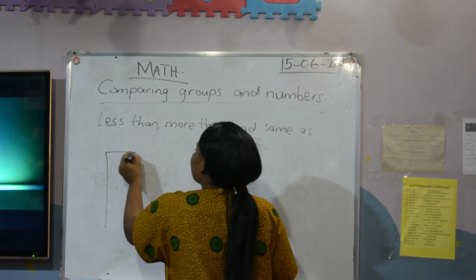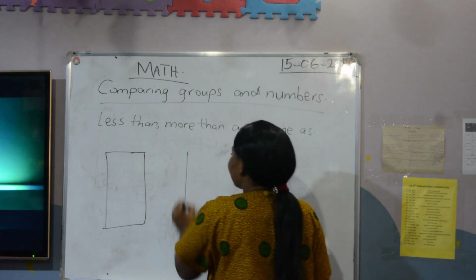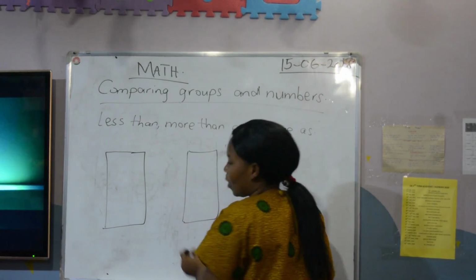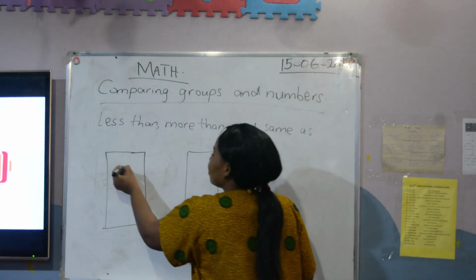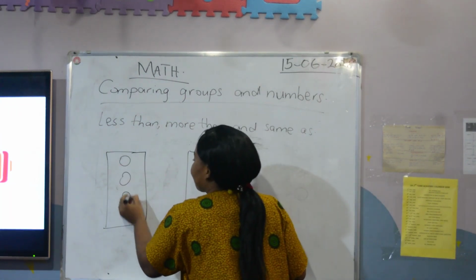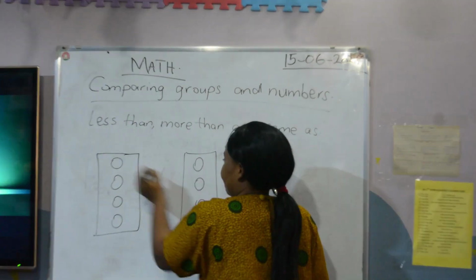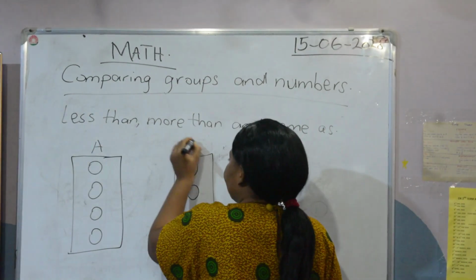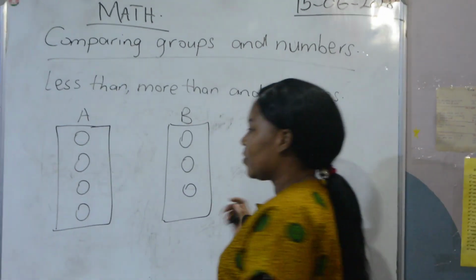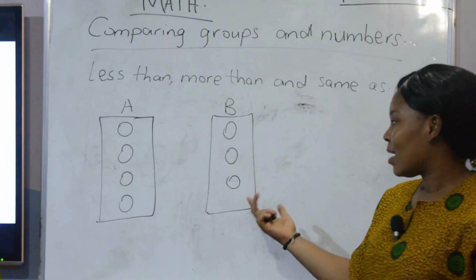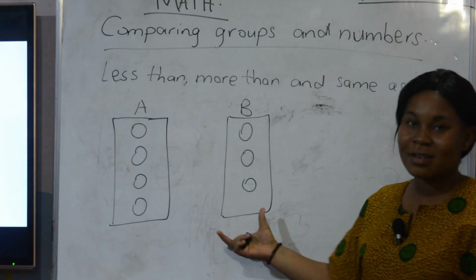Still on the group. So this is another example for you to try. So pick your pencils and books. Group A. So I'll give you a few minutes to try. After that, we will come and solve it ourselves.